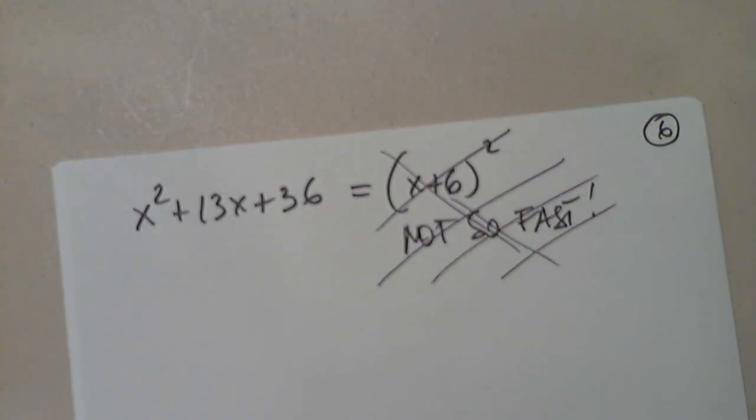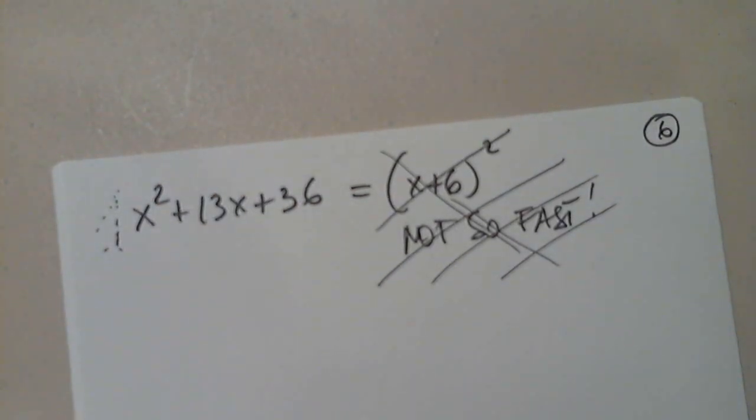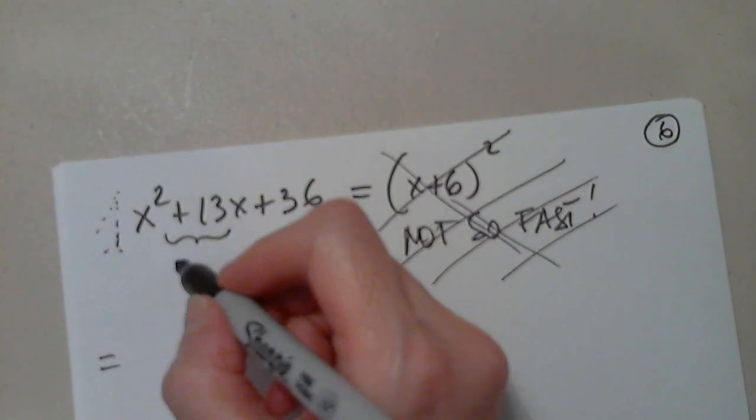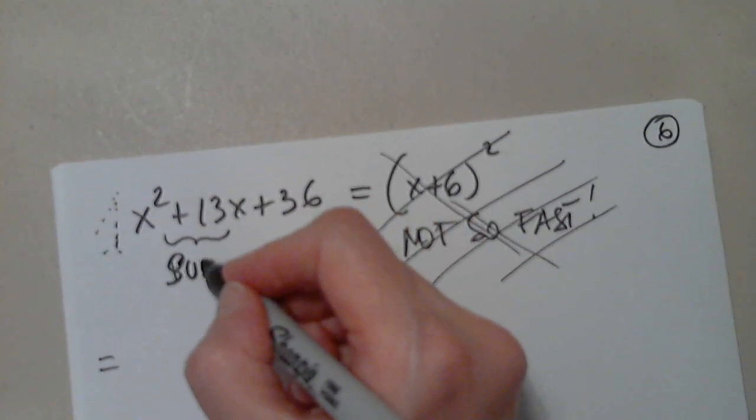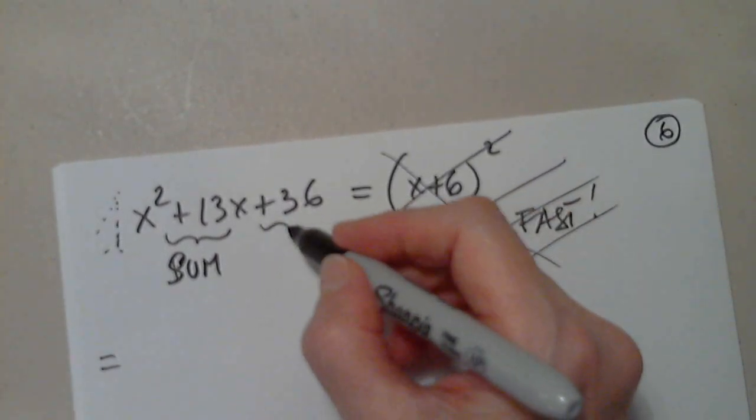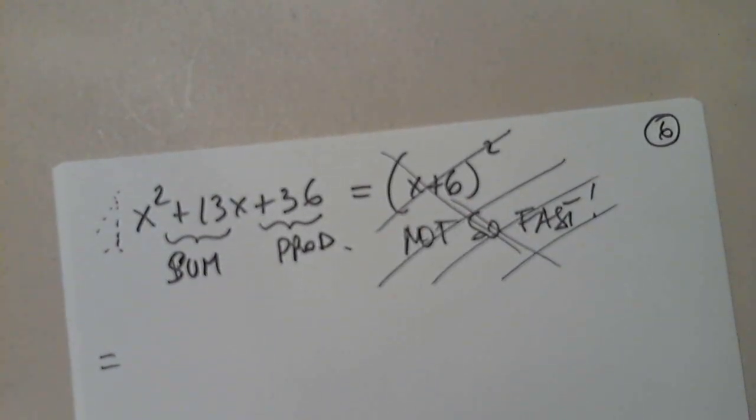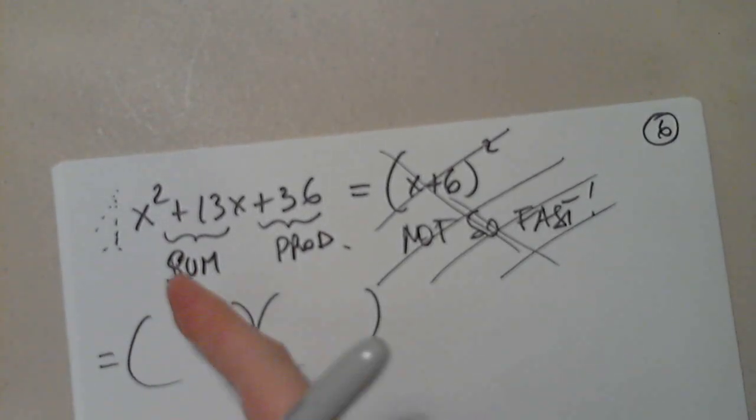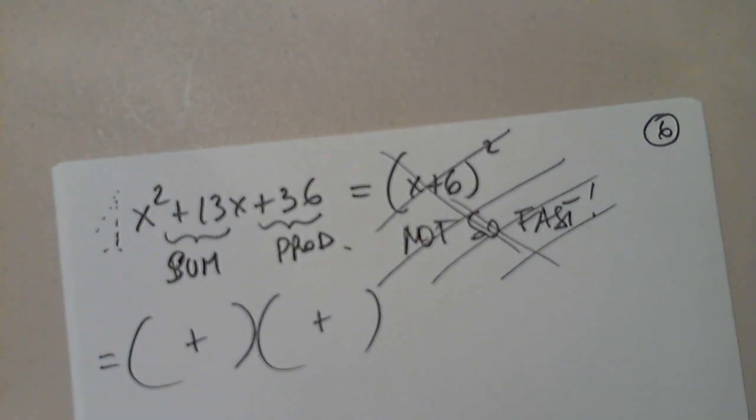The special product doesn't work. There must be something else. The leading coefficient is 1, so that's a nice one. So this is always the sum of two numbers, and this one is always the product of two numbers. So I can immediately state that since everything is positive, obviously both will be positive.